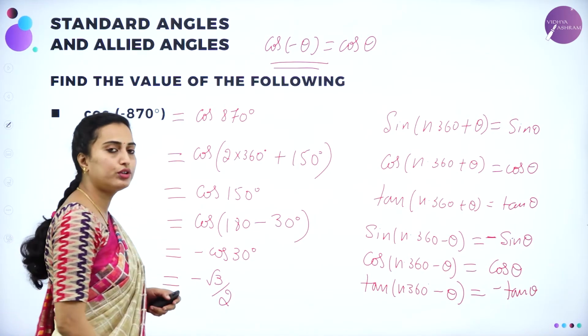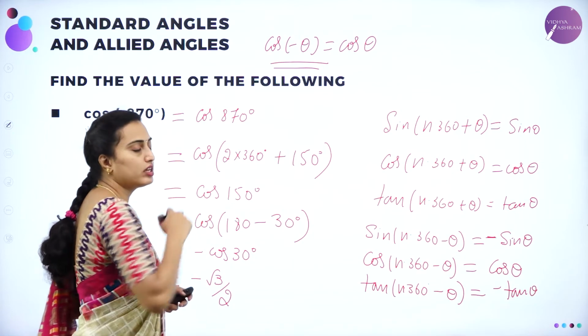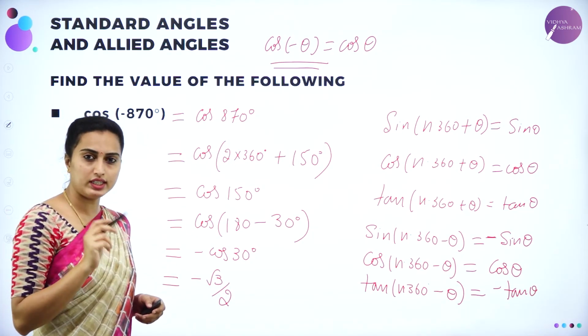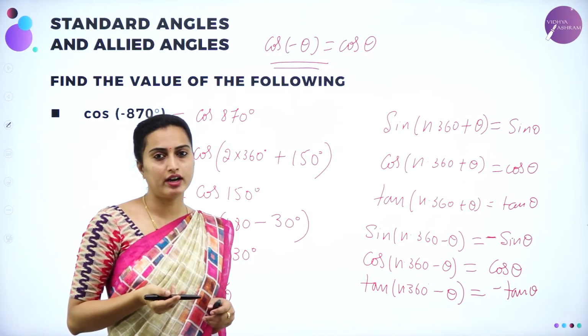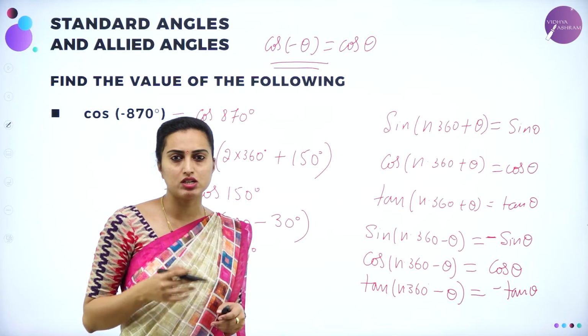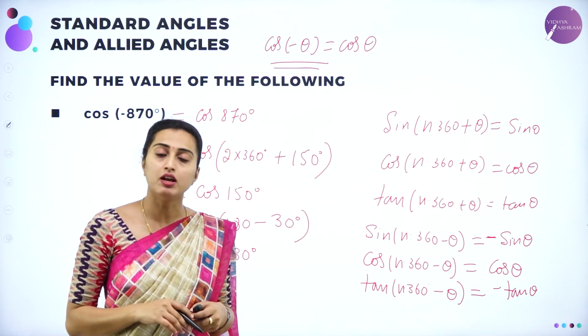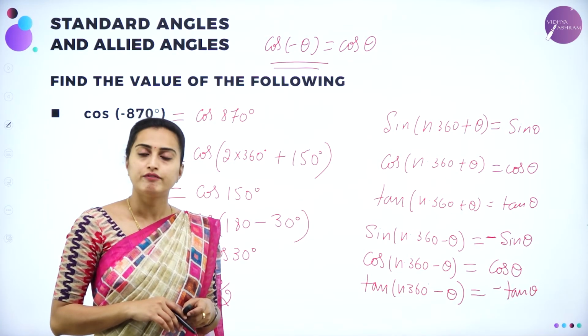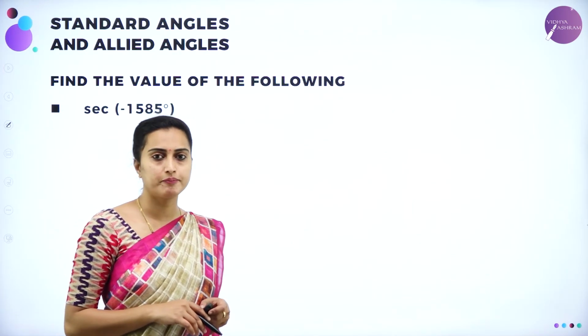This is how you are going to solve this. These formulas you have to remember. If the angle is above 360 degree, you are going to write n into 360 plus theta or n into 360 minus theta. I hope you got this one. We'll move on to the next problem, dears.